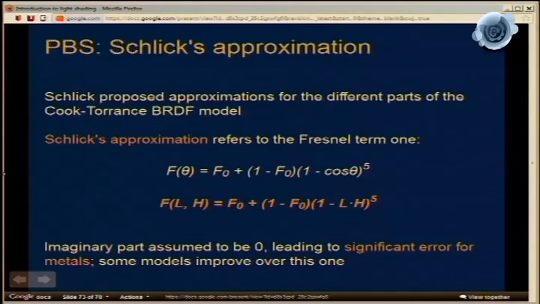The problem with this equation is that it assumes the imaginary part is null, because the Fresnel factor is a complex number. That's true for many materials, but it's absolutely not true for metals. So this means his approximation is not going to work at all for metals. But if you want to use it for metals, there are some papers that improve over his approximation and try to make it better.